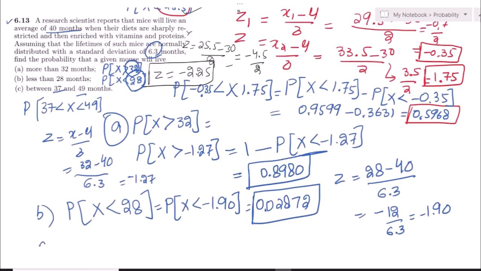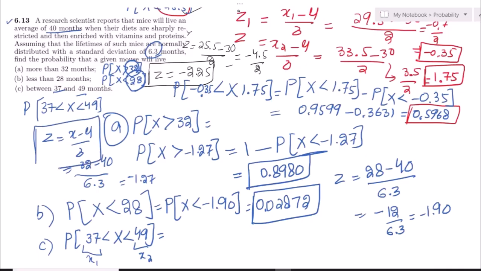Okay, part C will be similar to part C of question 6.12, in which the value of x would be between 37 and 49. You need to find the values of z1 and z2 for x1 and x2 by using the similar formula which is here.